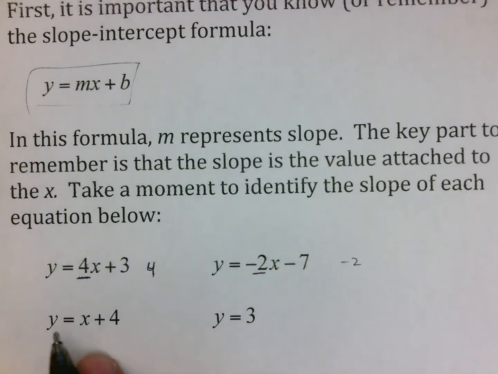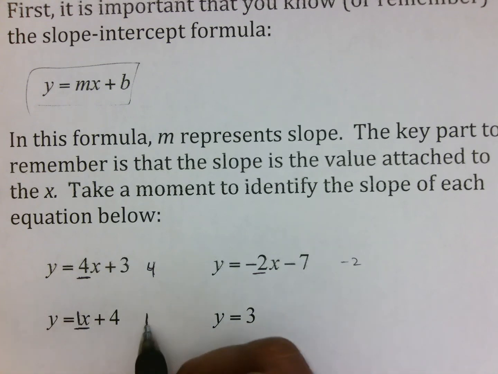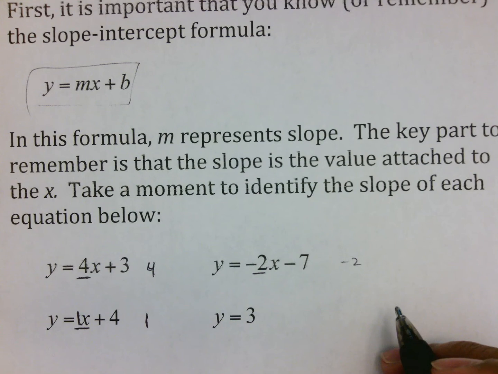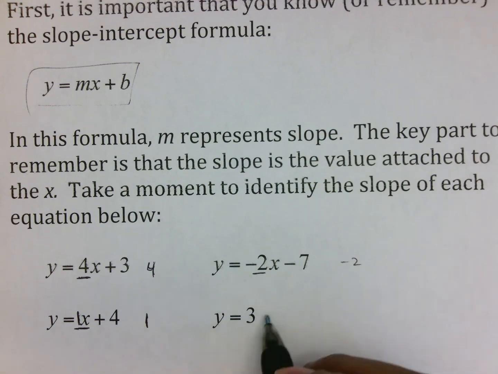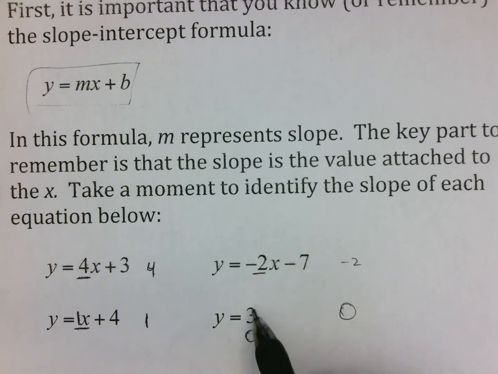In the third one, y equals x plus 4, the slope is attached to x, and there's no number. Just remember there's an invisible 1 there, which means that the slope is 1. And then in the fourth one, y equals 3, there is no x, which means that there is a 0x there, which means that your slope is 0. So again, make yourself a note or a mental note that if there's no x, then there's 0 slope. Okay, no x means the slope is 0. Just make sure you're aware of that whenever that pops up.